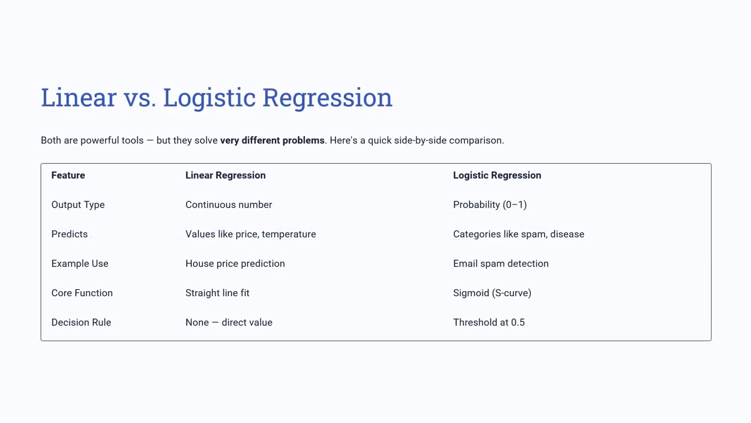Many beginners confuse these two algorithms, so let's compare them. Linear regression predicts numbers, logistic regression predicts categories. Linear regression uses a straight line, logistic regression uses a sigmoid curve. Linear regression is used for house prices and sales prediction. Logistic regression is used for spam detection and disease prediction. Both are important, but they solve different types of problems.